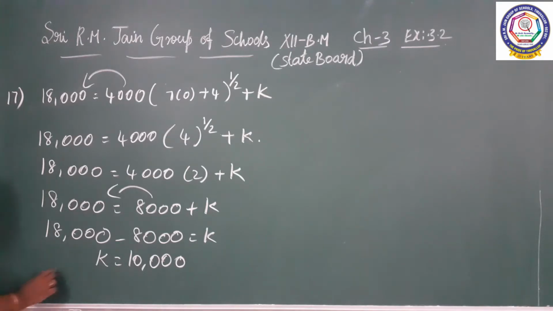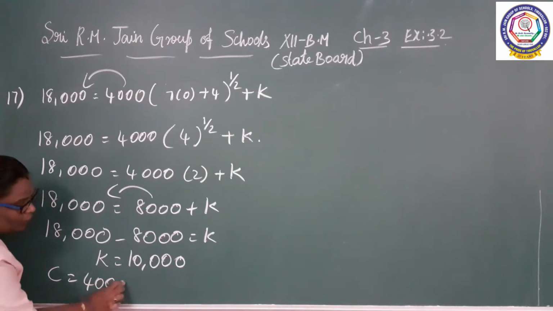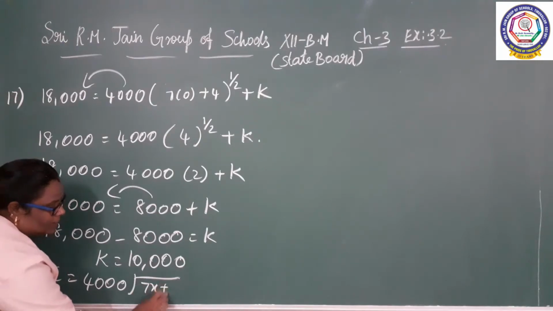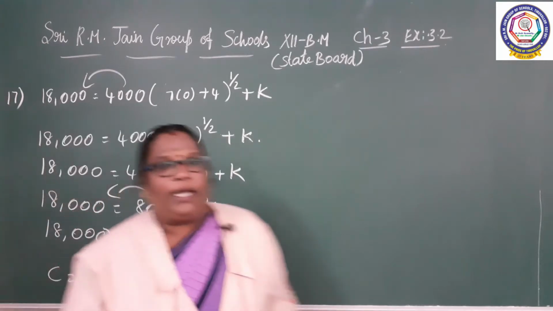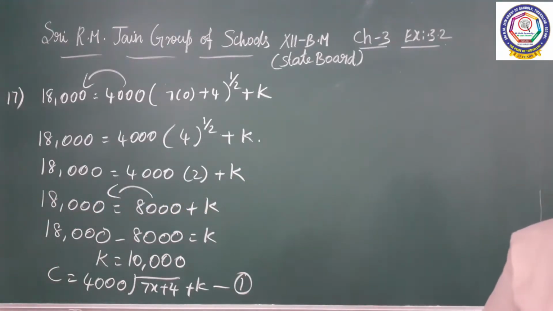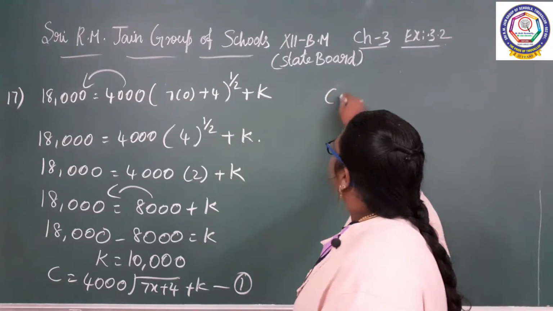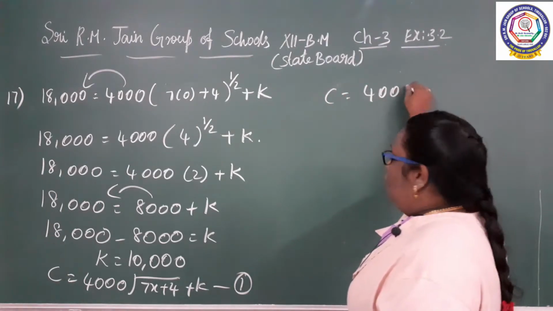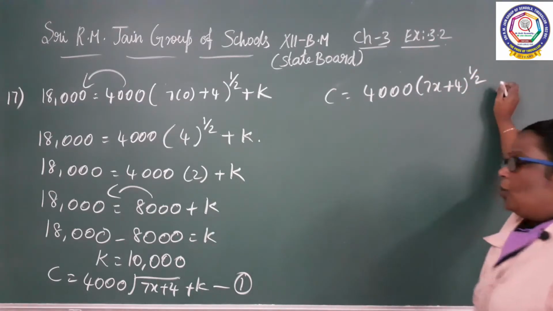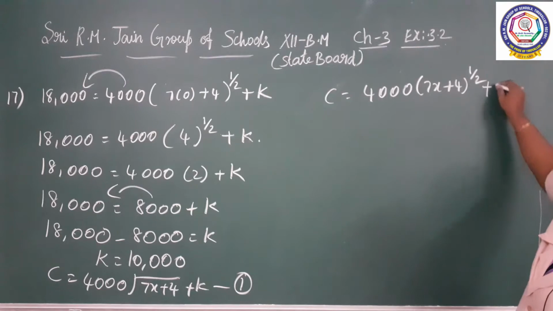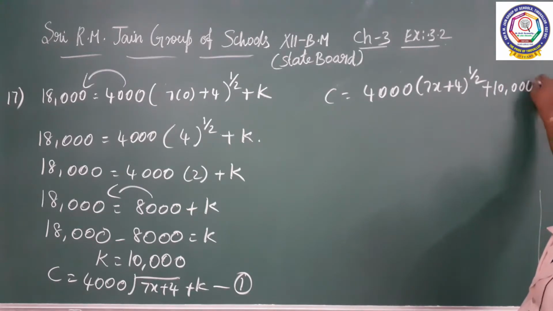What is the value of c? C equal to 4,000 into root of 7x plus 4 plus k. You can substitute the value k equal to 10,000 in this equation. C equal to 4,000 into (7x plus 4) whole power 1 by 2 plus 10,000. This is your total cost.